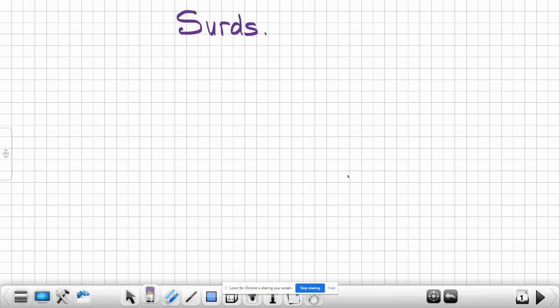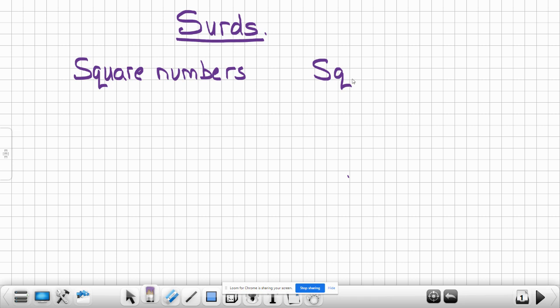Hi, so in this video, we are going to explore the world of surds. But before we get started with this, I think we need to just be clear about certain things that will lead us to surds. So let's start by thinking about square numbers. We'll think about square numbers and square roots. And square roots are written using this symbol.